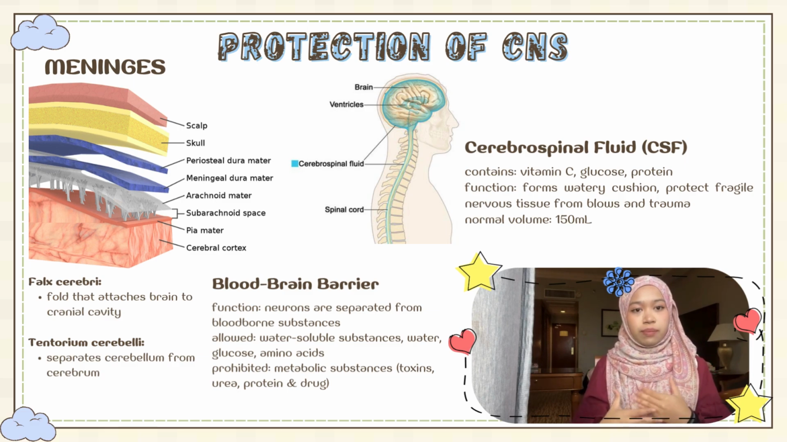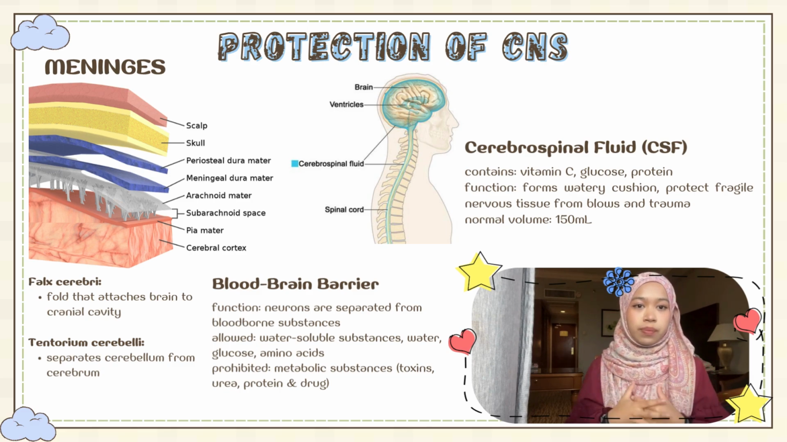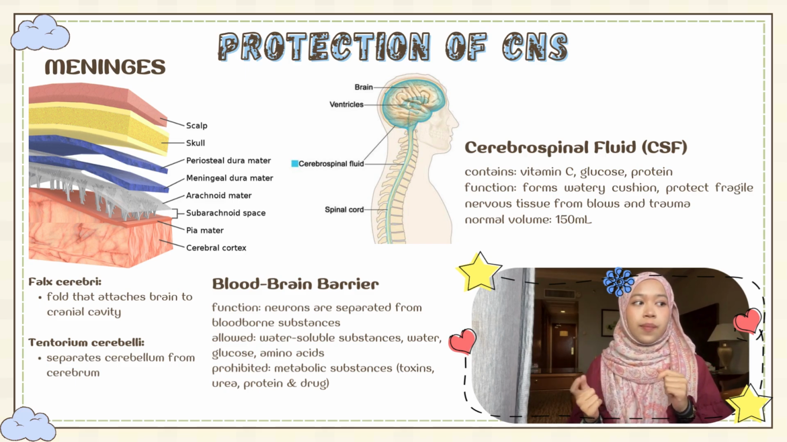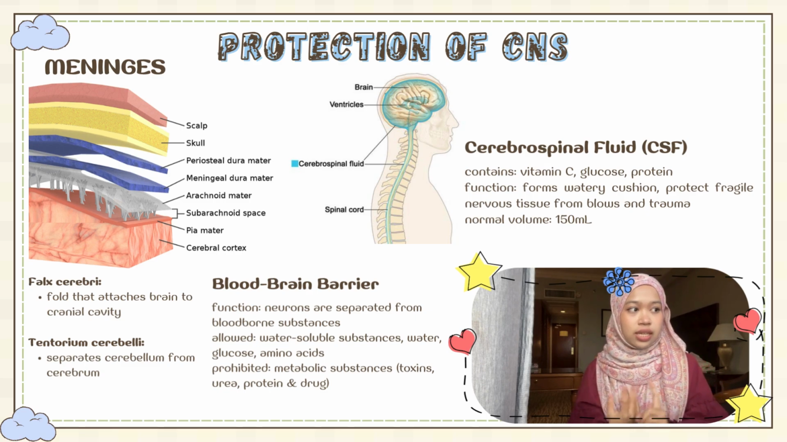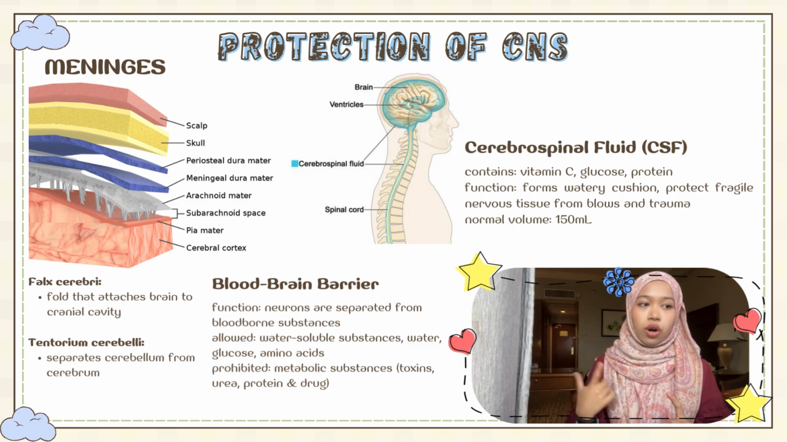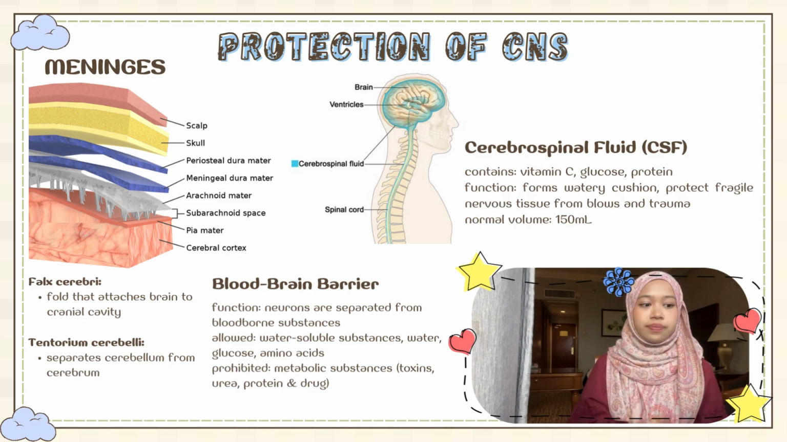Lastly, we have the blood-brain barrier. The blood-brain barrier functions to separate the neurons from blood-borne substances such as metabolic substances like toxin, urea, protein, or drugs. The allowed substances in the brain are water-soluble substances such as water, glucose, or amino acids.